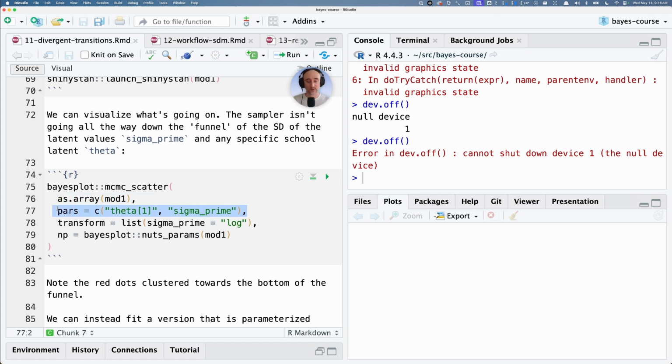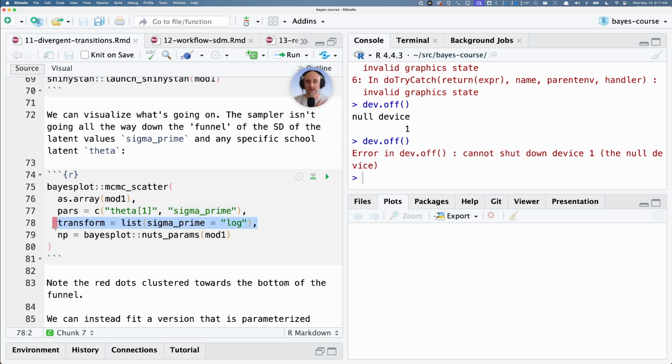The common place where you see these divergent transitions is between one of the random effects and the standard deviation that describes the spread of those random effects. So that's why I know to look at this. I'm taking the first random effect value, theta1, and I'm going to plot it against sigma prime, which is the spread of the random effects.